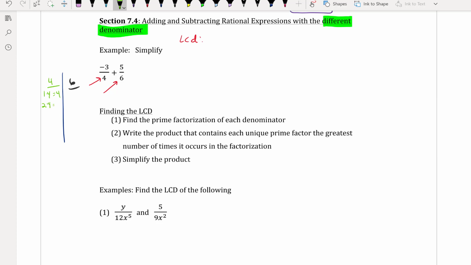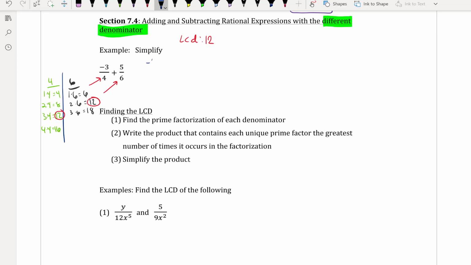2 times 4 is equal to 8. 3 times 4 is equal to 12. 4 times 4 is equal to 16. Now, when I do this for 6, let's see. 1 times 6 is equal to 6. 2 times 6 is equal to 12. 3 times 6 is equal to 18. And you want to see the first number that they have in common. So it looks like they both have a 12. So I know that my LCD is going to be 12.